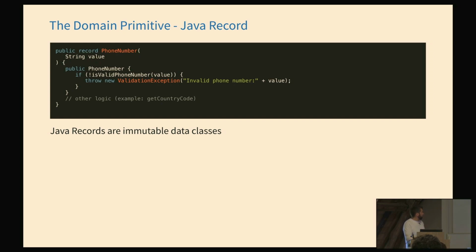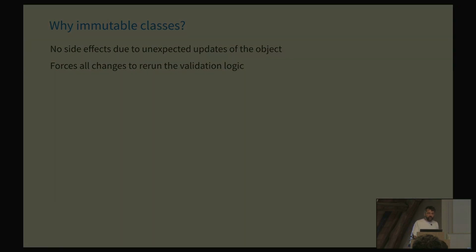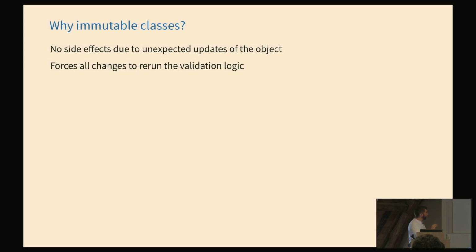Java records are always immutable, meaning the value of the value field here can never be changed once a record is created. So if we want a different phone number in there, we would have to create a new object. And this is often a very good idea, because how else can we enforce the rules that are happening? It's easy for an object like this. It gets harder when the objects become more complex.